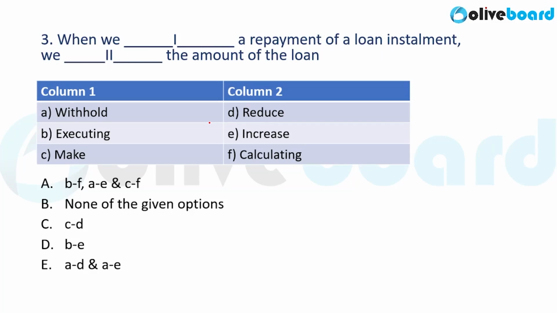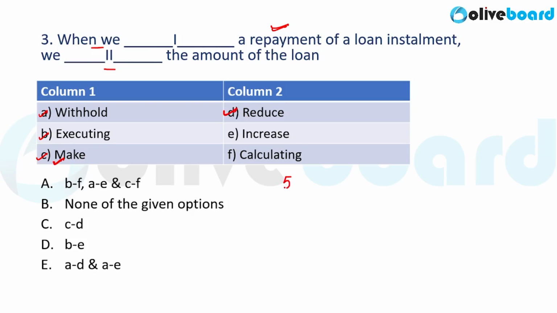Now that you have solved the question, let us go through the sentence. The sentence says, when we dash a repayment of a loan installment, we dash the amount of loan. So this sentence here talks about the repayment of loan. Now if you were to go through column 1, it gives us withhold, executing and make. So if you make a repayment of the loan, then obviously you reduce the amount of the loan.